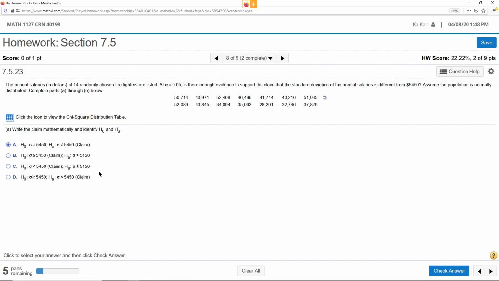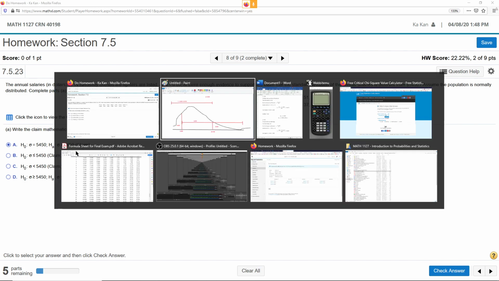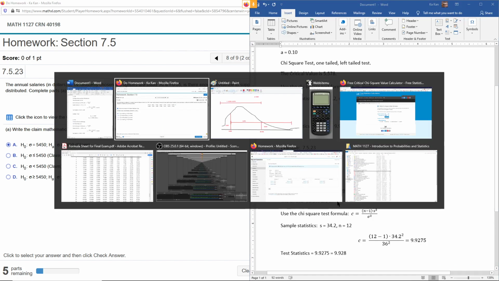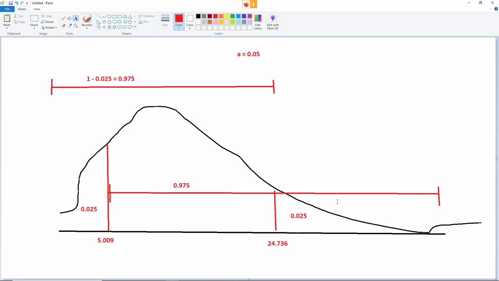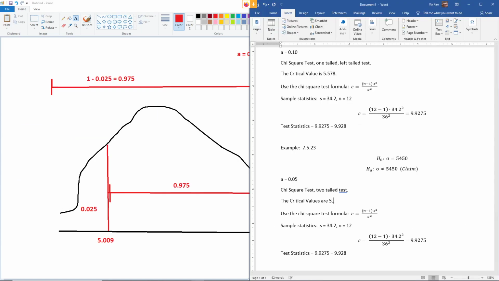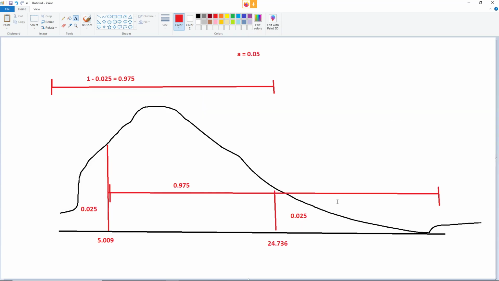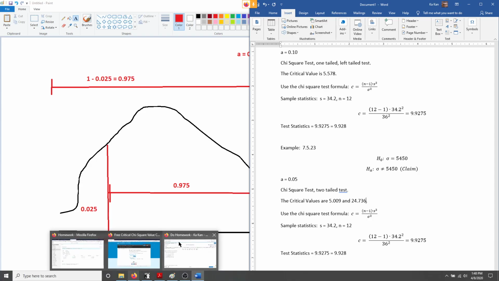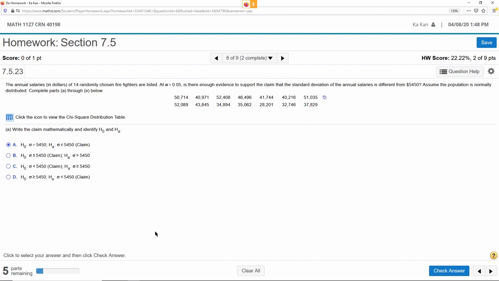So first, just want to make sure this is correct before I move on. So the first thing I would do is critical values are 5.009 and 24.736. Right. So let me go ahead and answer some of those questions first, just to make sure it's correct.